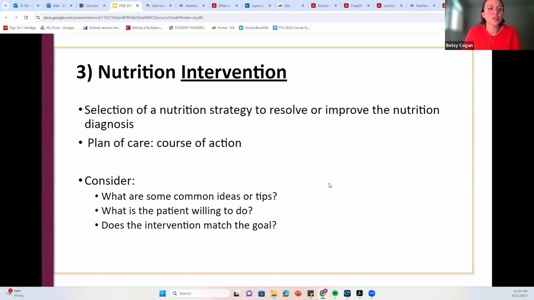Okay. The next step in ADIME is nutrition intervention. And this is the strategy in which we will approach the nutrition diagnosis. So it needs to be appropriate, it needs to address the nutrition diagnosis, and there needs to be a course of action. So some considerations when thinking of a nutrition intervention: what is the patient willing to do? So that gets at the appropriateness of the nutrition intervention. And then does this intervention address the diagnosis that you've given, or does it meet that goal?